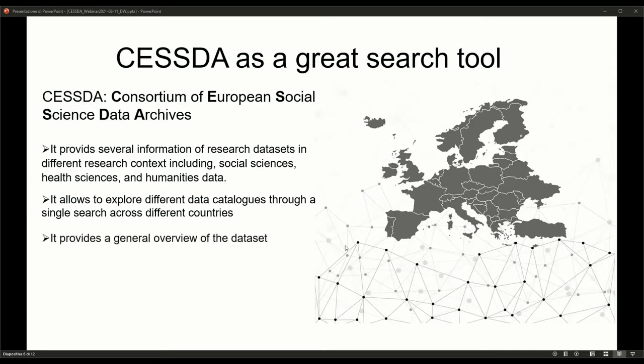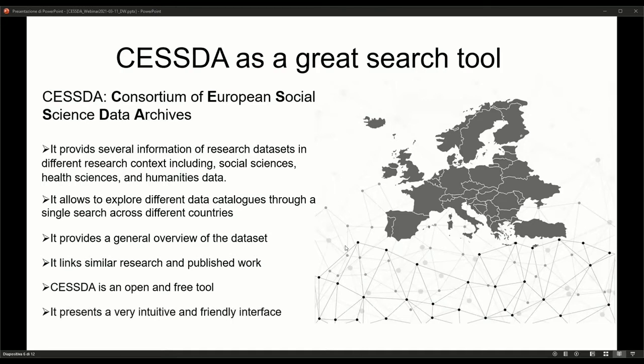Moreover, it provides several pieces of information and a general overview of a given dataset. It links similar research and published work. The Consortium of European Social Science Data Archives is an open and free tool, and it presents a very intuitive and friendly interface. We will see some of these features in more detail during the next presentation.